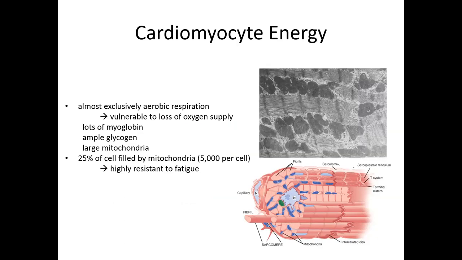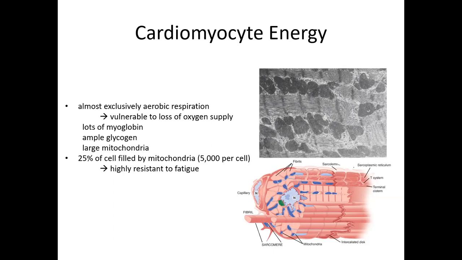And not only that, about 25% of the cell is filled with mitochondria. If you look at the electron microscope picture at the top, you can see that there are just rows of these huge mitochondria between the adjacent myocardiocytes, which you can see with those sarcomeres.